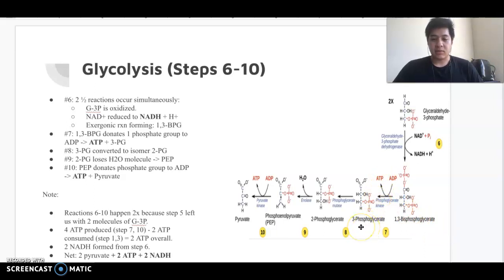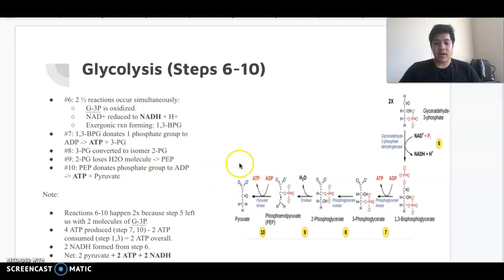In step 8, the 3-phosphoglycerate is converted to its isomer 2-phosphoglycerate. In step 9, the 2-phosphoglycerate loses a water molecule and it forms phosphoenolpyruvate or PEP. And finally in step 10, PEP donates a phosphate group to ADP and it forms ATP and pyruvate.